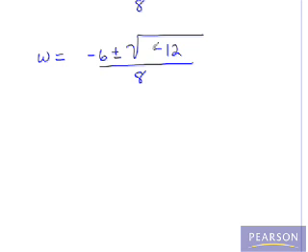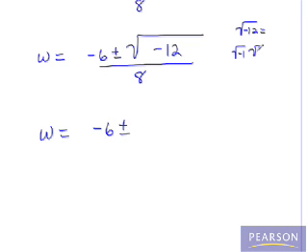Now notice we have the square root of a negative number, so we're going to have imaginary solutions. And the square root of negative 12 over here on the side, recall that the square root of negative 12 can be thought of as the square root of negative 1 times the square root of positive 12. The square root of positive 12 becomes 2 root 3, and the square root of negative 1 becomes i. So we end up with 2i root 3. So I'm going to replace this radical, the square root of negative 12, with 2i root 3.